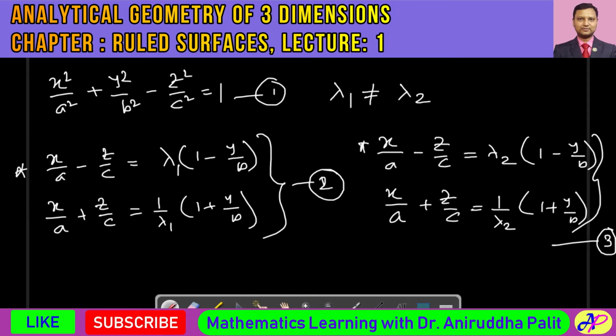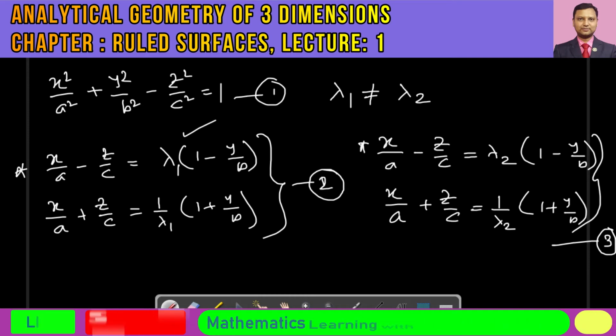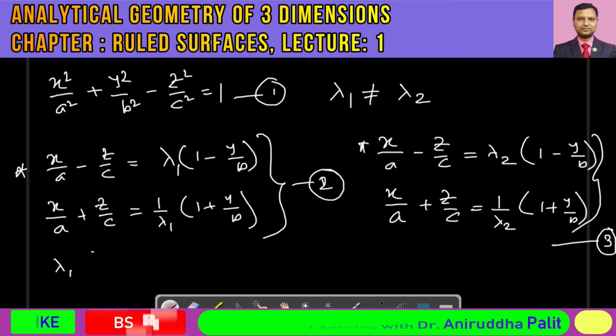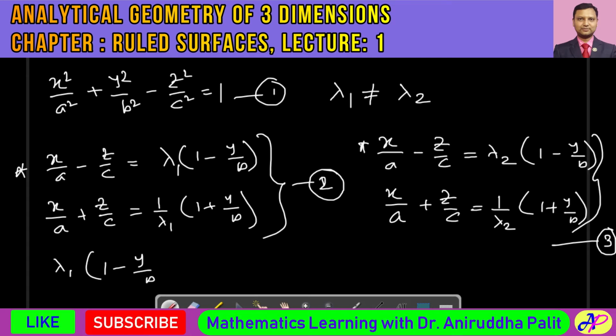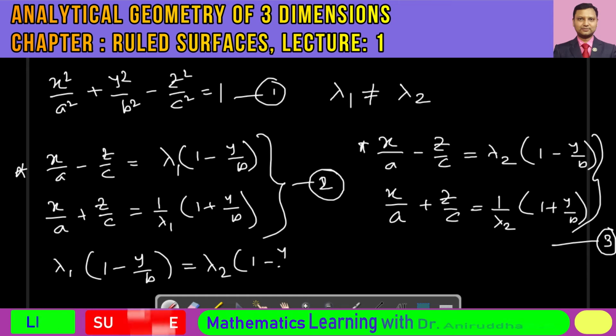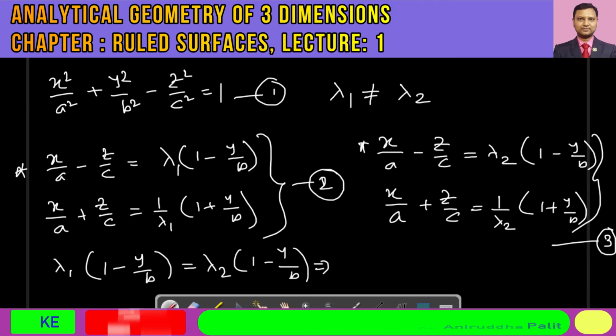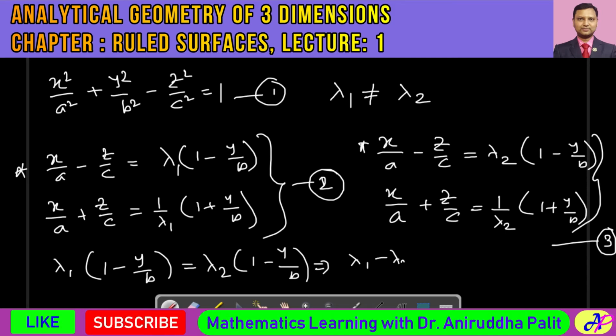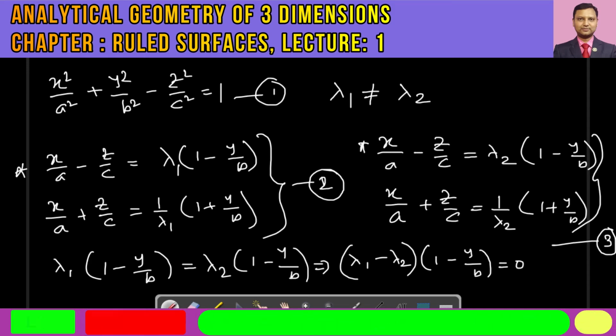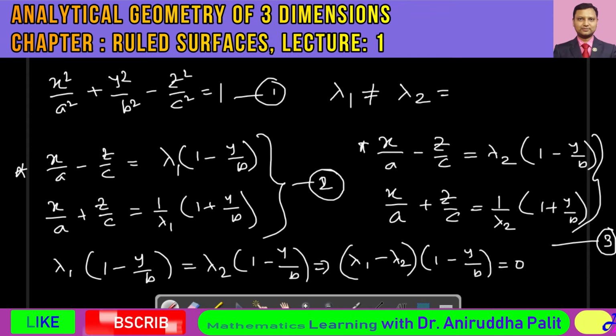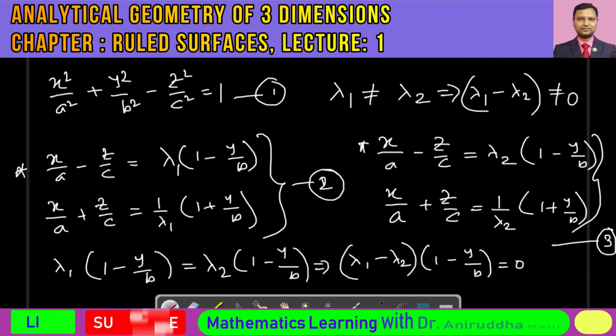Now, if we compare the left hand sides of these two equations, this right hand side must be equal to this right hand side. In other words, we will get this result: lambda 1 into 1 minus y by b is equal to lambda 2 into 1 minus y by b. So you can write this expression as lambda 1 minus lambda 2 into 1 minus y by b is equal to 0. Now you see, lambda 1 is not equal to lambda 2. We have already taken this result.